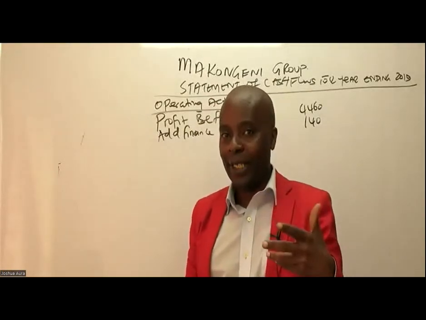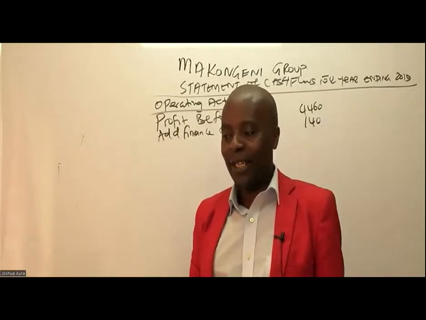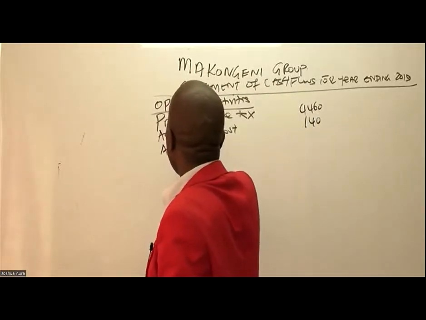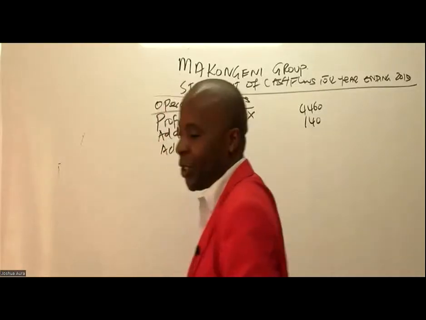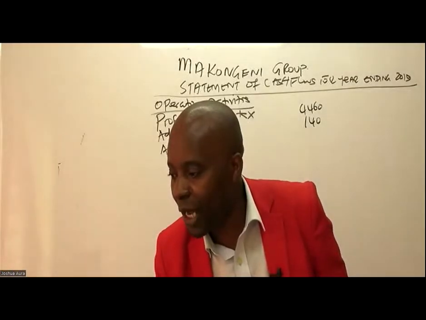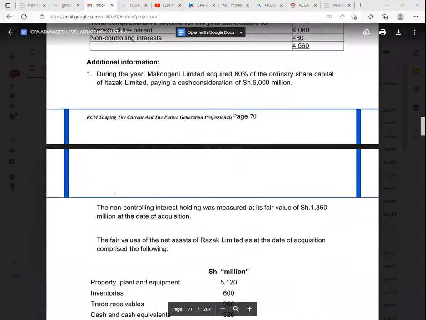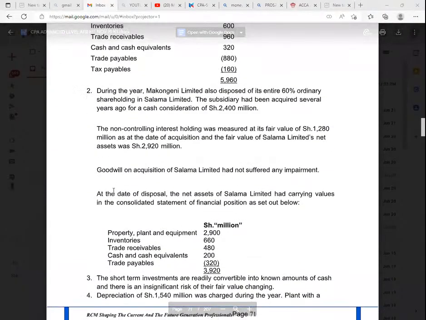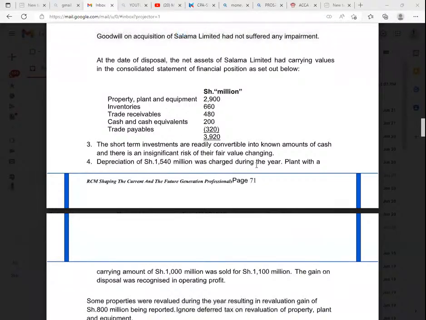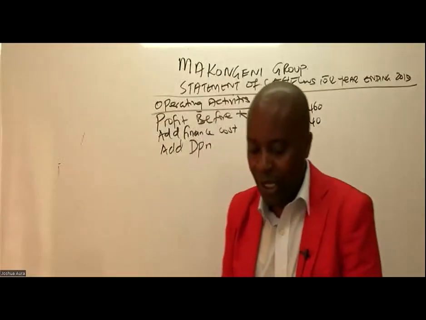The non-cash items, isn't it? We shall be able to add them up first. So come and add the non-cash items. I'll start with the depreciation. I wish I was not sharing this thing; sharing this thing wastes time. Depreciation, of course, can't be here. Look at note number 4. Depreciation of 1540 million was charged during the year, right? So we take it the way it is. So depreciation of 1540. Thank you very much.